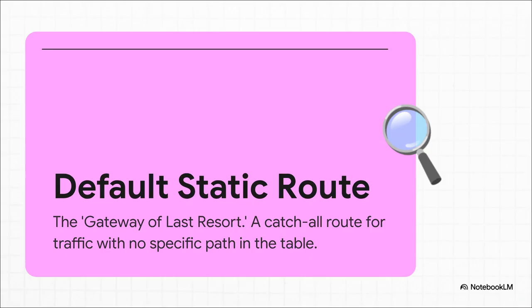If a packet shows up and the router looks at its routing table and says, I have no idea where this goes, it sends it to the default route. The classic example: your router at the edge of your network pointing all unknown traffic to your internet service provider. And a fantastic side effect of this is that it keeps your router's table super clean. It doesn't need a route for every website on the planet, right? Just one route that says send everything else that way.